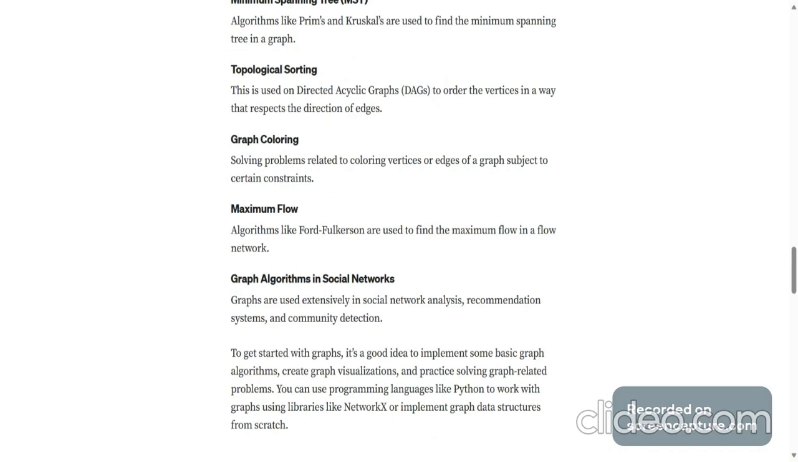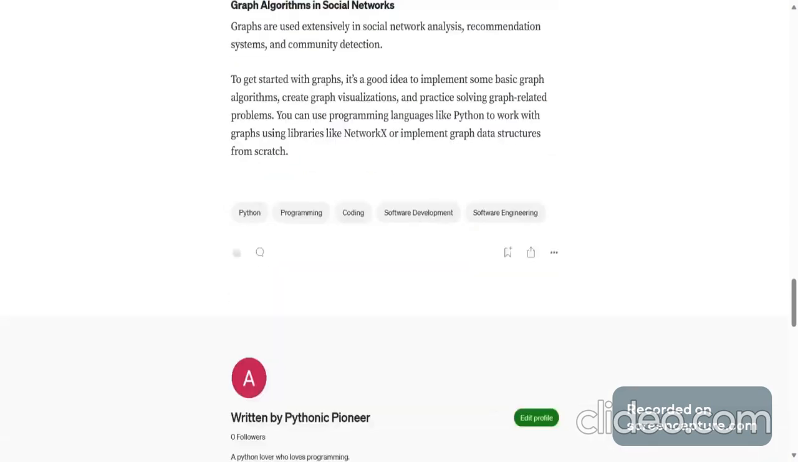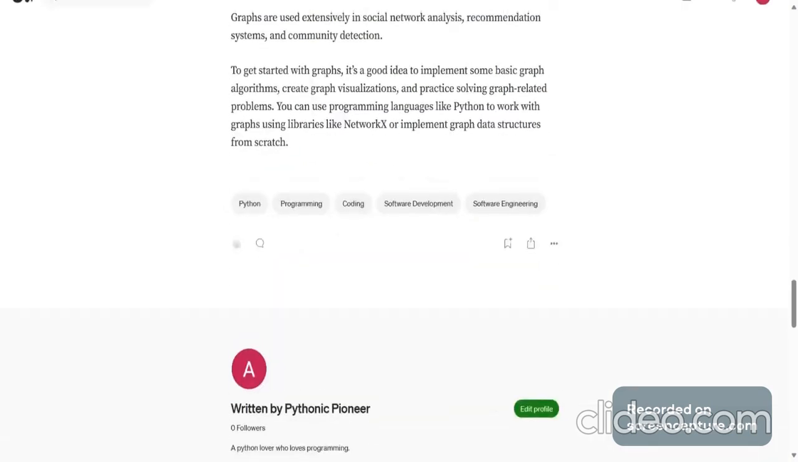To get started with graphs, it's a good idea to implement some basic algorithms, create graph visualizations, and practice solving graph-related problems. You can use programming languages like Python to work with graphs, using libraries like NetworkX, or implement graph data structures from scratch. So that was it for this article.